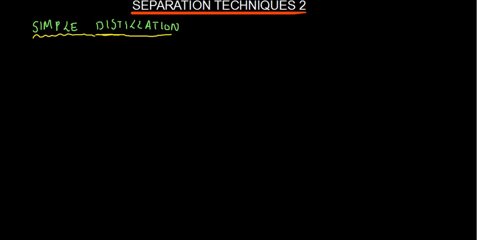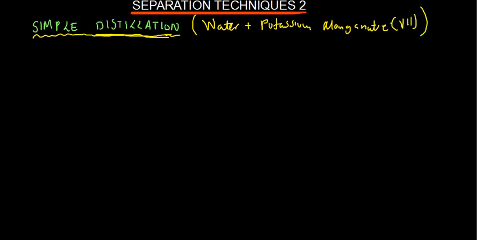Okay, now an example that I'm going to give for this one is when you want to separate water from potassium manganate. You can also separate water from copper 2 sulfate. Please, in the exam, if you see water and copper 2 sulfate, it's the same. You are going to use the same simple distillation. So potassium manganate 7, that's the one you want to separate.